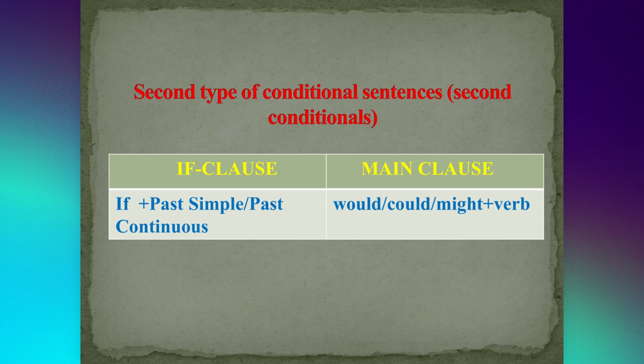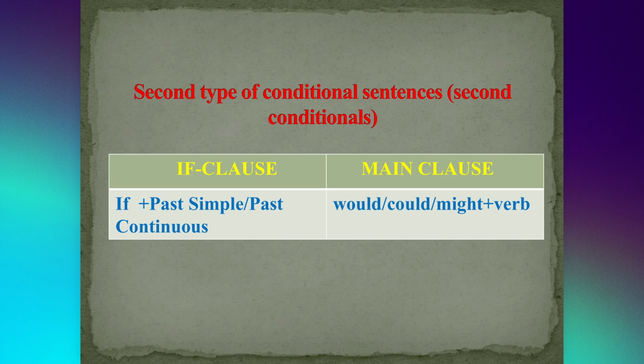Past simple is formed in the following way. If the verb is regular, we will use the ending ed. If it is irregular, we will put it in the second form of irregular verbs. Past continuous. Past continuous is formed by means of auxiliary verb to be, which can be in the forms of was or were, depending on the subject. If it is singular, we will use was. If it is plural, we will use were, plus the verb with ending ing.